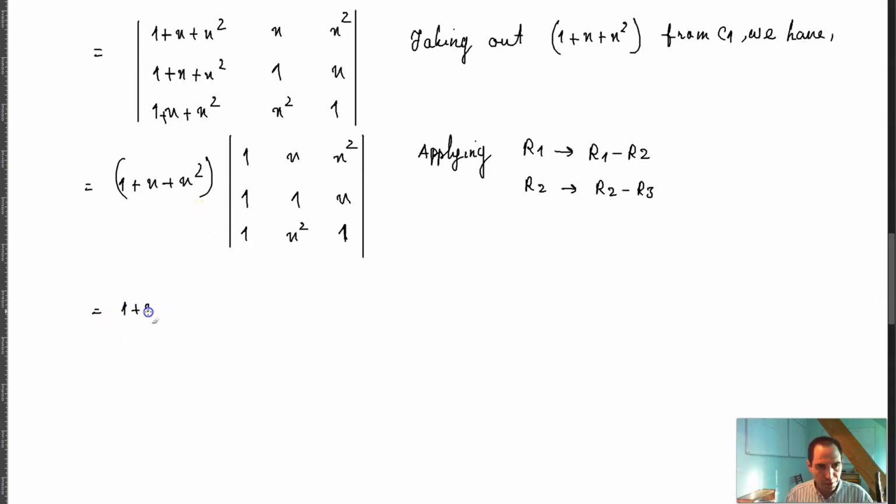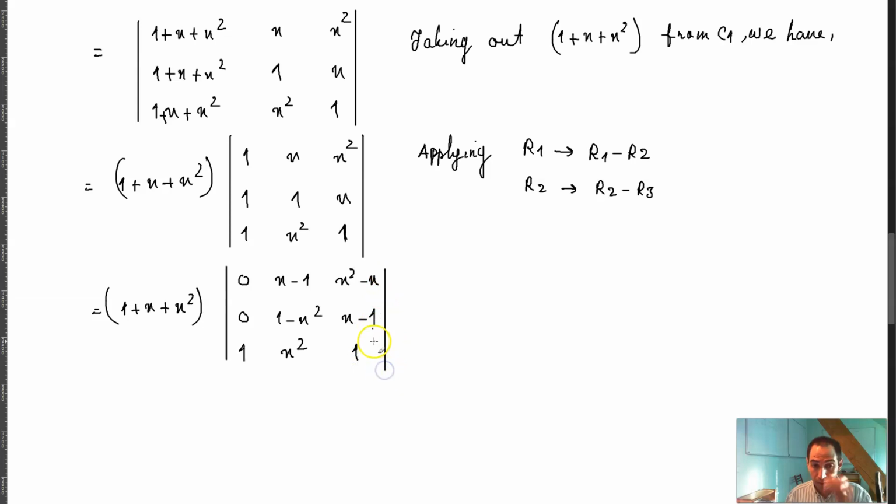And therefore you will have 1 plus x squared, and so R1 becomes R1 minus R2, meaning that 1 minus 1 is equal to 0, x minus 1 is equal to x minus 1, and you have x squared minus x, and R2 becomes R2 minus R3, which is 1 minus 1 is equal to 0, 1 minus x squared, and x minus 1, and R3 remains the same. And then here you can see that you have basically 1 minus x.